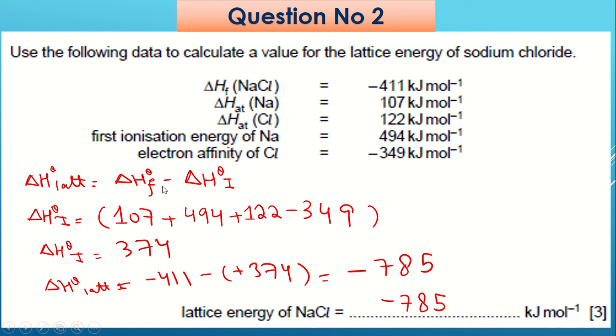So whenever you will be doing these calculations, it will be easy to calculate delta H standard ionization firstly, to avoid any confusion, and then simply slot in the values in the main equation, and then you will be getting the accurate answer.